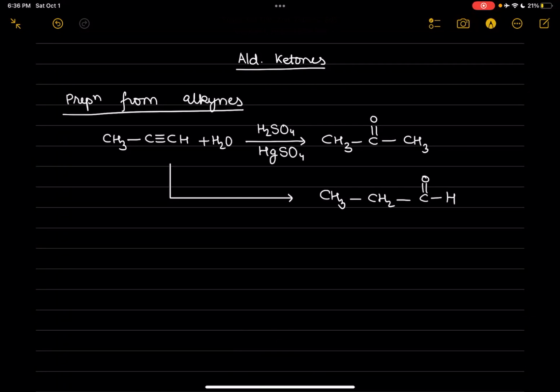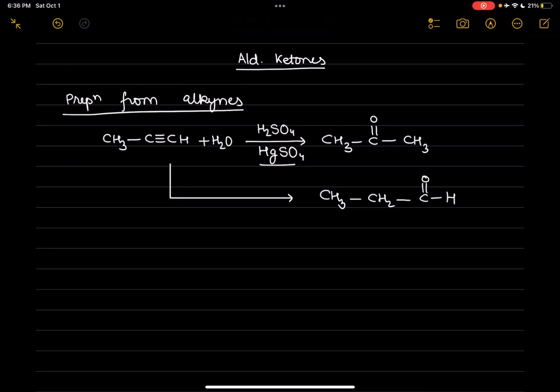HgSO4, H2SO4, and sometimes it is written as Hg2 plus. You will find it in many books. They will simply write Hg2 plus aqueous. So that is both the H2SO4, HgSO4. HgSO4 acts as a catalyst. It actually forms a complex with the triple bond, and thus it helps in the addition of water.